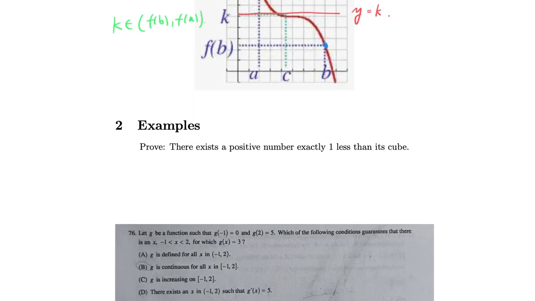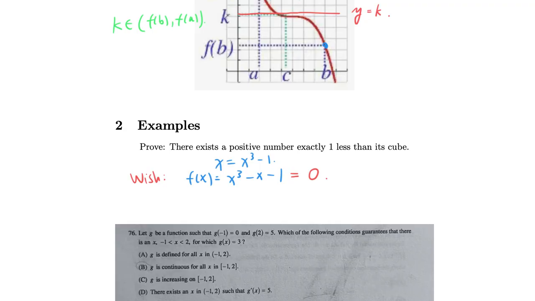So let's look at this in use. Here we want to show that there exists a positive number exactly one less than its cube. So we want a positive number x that's exactly one less than its cube. What we're going to do is move everything to the right-hand side, and call what's on the right f of x. So we have this, and we wish to show that there exists some value of x so that this function evaluates to 0.